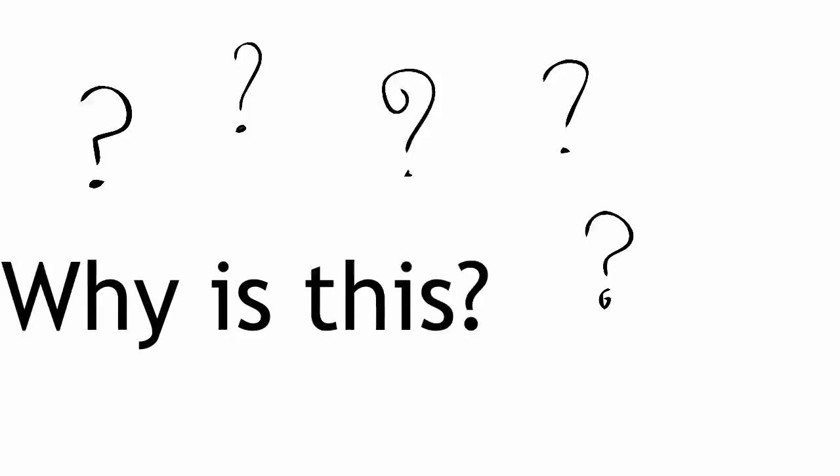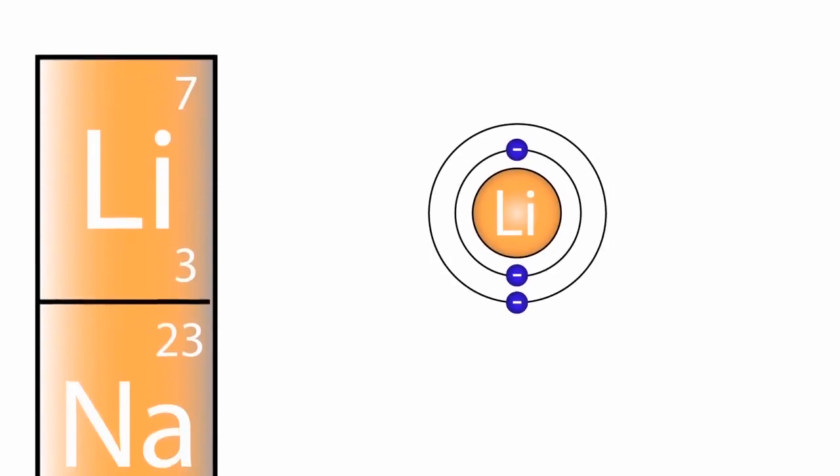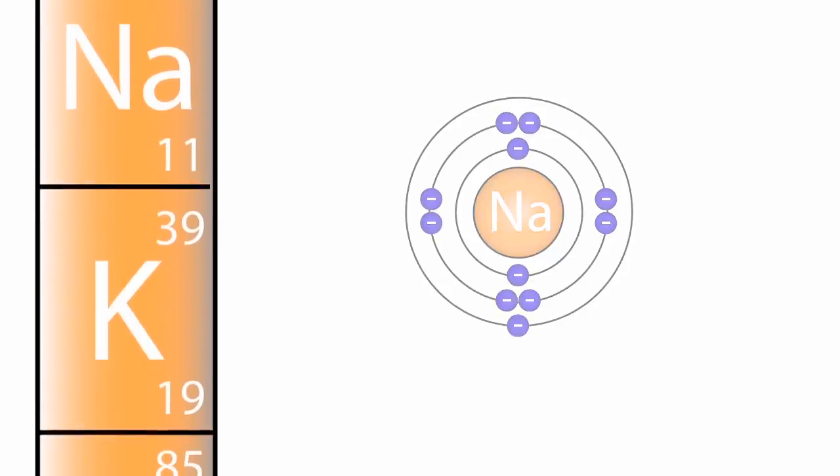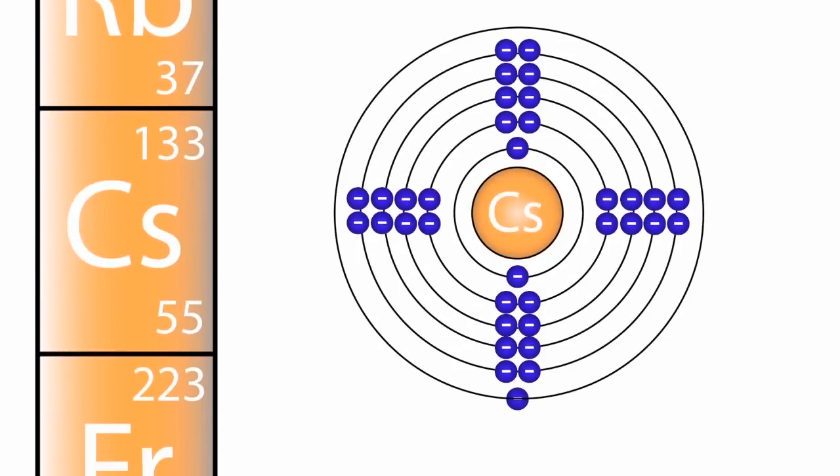Why is this? 2 reasons. Firstly, the outer electron they have is easily lost. Secondly, as the atom gets bigger, they find it increasingly easy to lose the electron. This is why cesium is the most reactive metal we know.